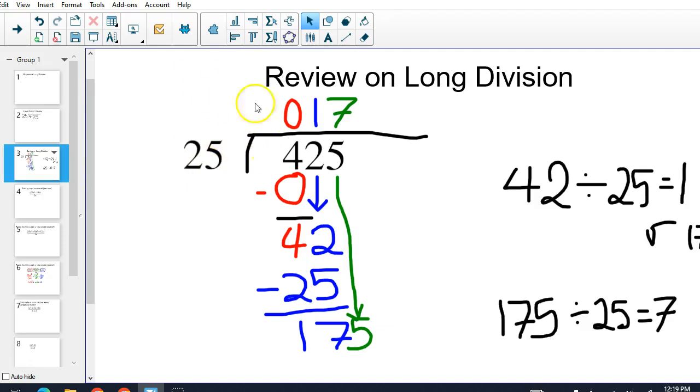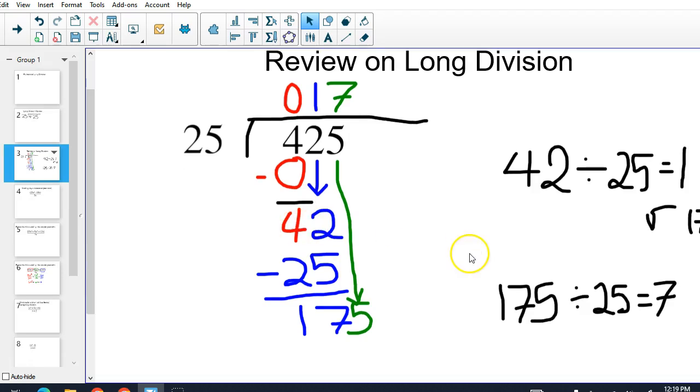We divide it by 25. But 25 does not go into 4, so we have 0. Bring our 0 down, subtract it. 4 minus 0 gives us 4. Then we bring down the 2, so we have 42. 42, this is our new number we're going to divide by.